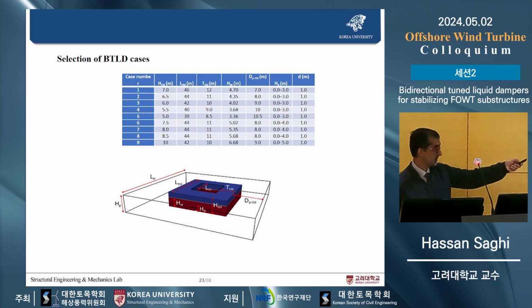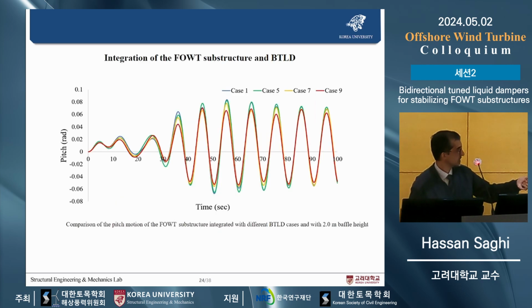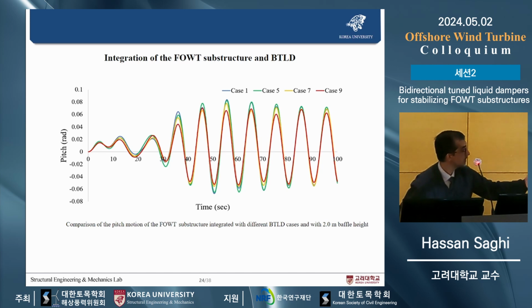We modeled 4 baffle heights. So as you can see, we have 9 geometries and 4 baffle heights. Actually, we have 36 cases for 9 geometries and 4 baffle heights. After modeling 36 cases, here are some results for the pitch motion for 4 cases as a sample, and for 2 meter baffle height, you can see here.